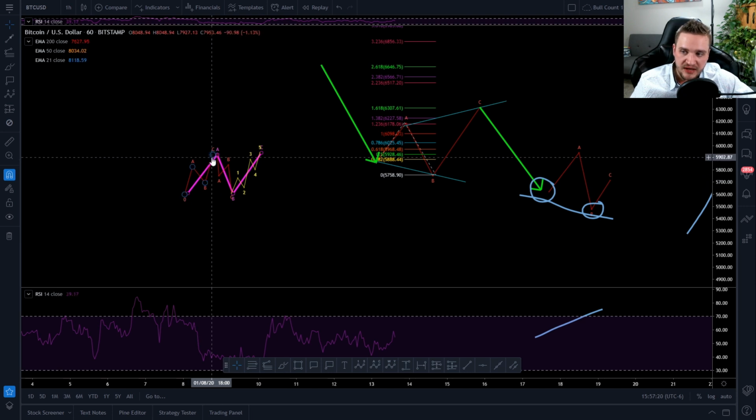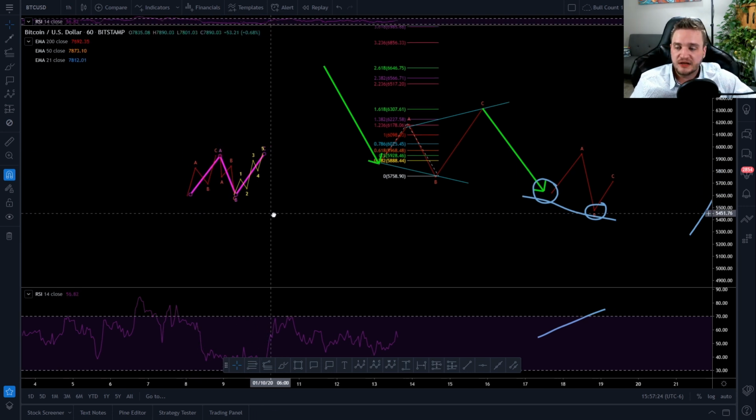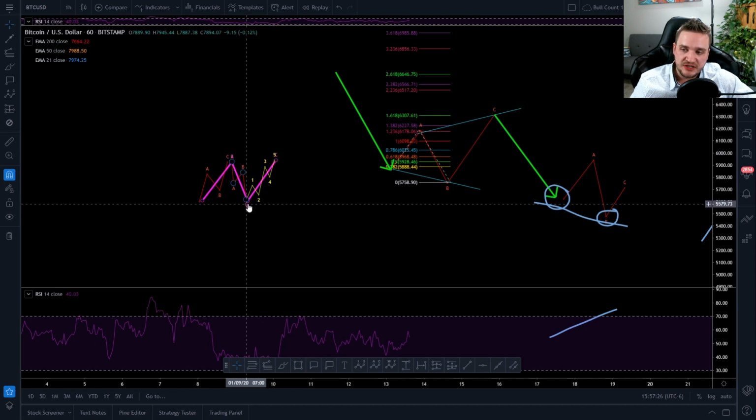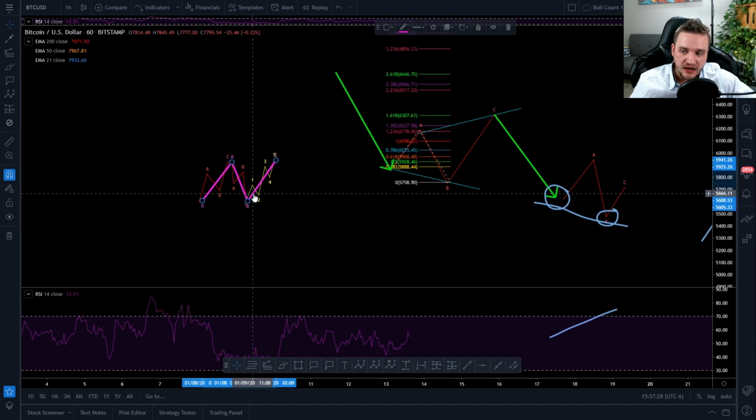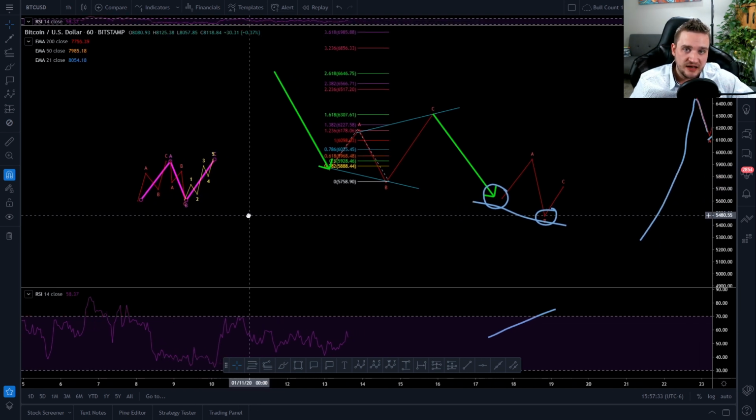Typically inside of an A wave in a flat, you typically have like a zigzag. So the other thing to keep into consideration here is that the B wave, although it's typical for it to come back to 80 to 90%, it is not a rule.